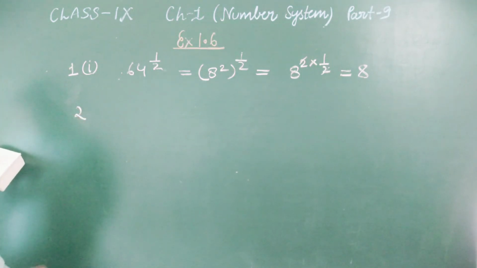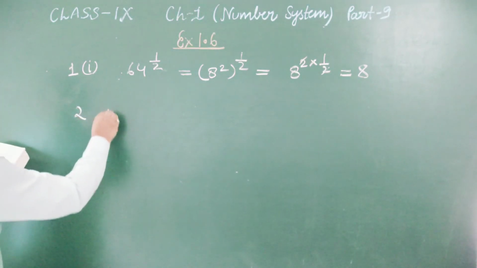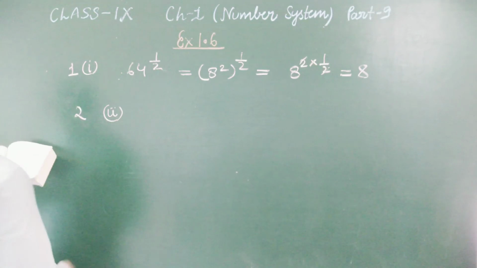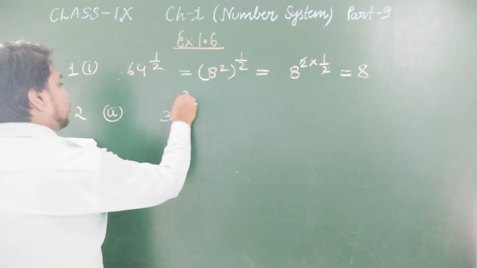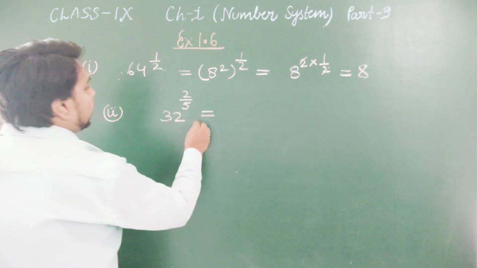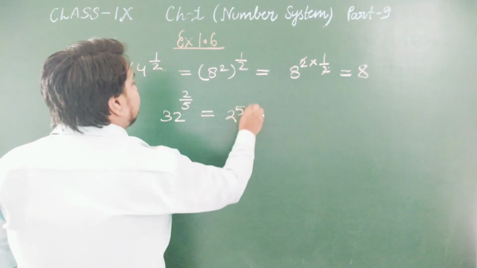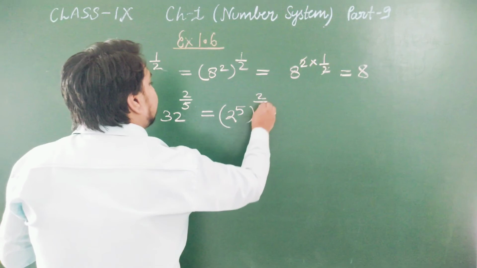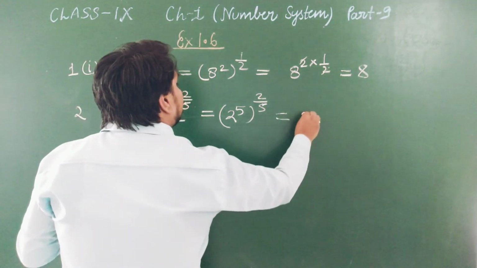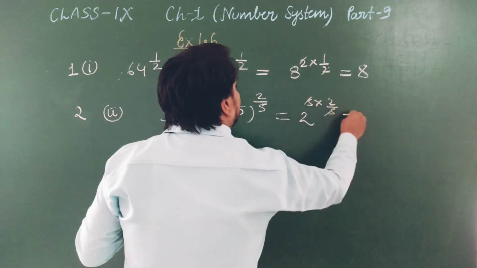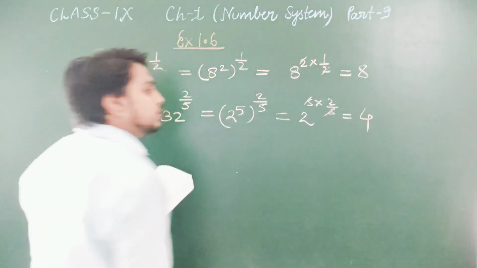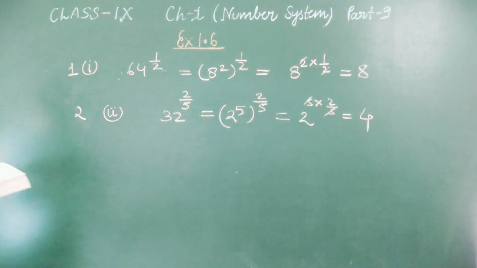Second question. Let us see the second part. It is also like that. If there is the number 32 to the power 2 by 5, you can write 32 as 2 to the power 5, and the power is 2 by 5. The powers will be multiplied: 2 to the power 5 into 2 by 5. Then the 5 will cancel out, 2 square will be left, and 2 square is 4. Okay. All the questions are like that.